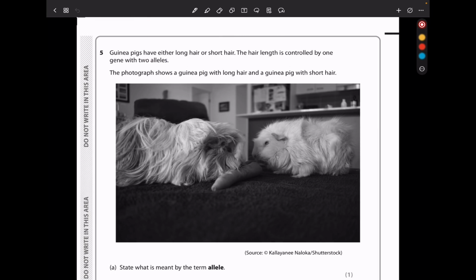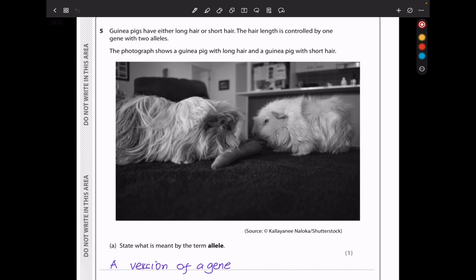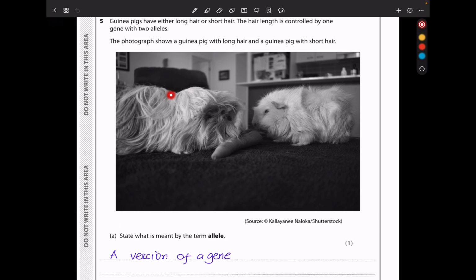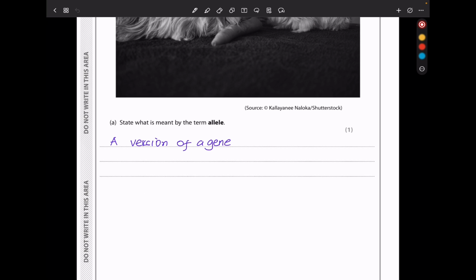In question 5, guinea pigs have either long hair or short hair. The hair length is controlled by the gene with 2 alleles. The photograph shows a guinea pig with long hair and a guinea pig with short hair. So this has long hair and that has short hair. They say state what is meant by the term allele. Allele is a version of a gene.